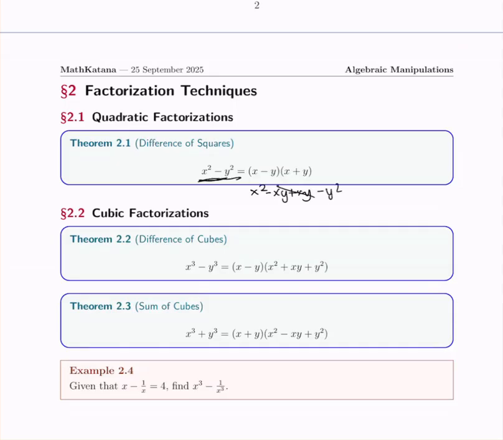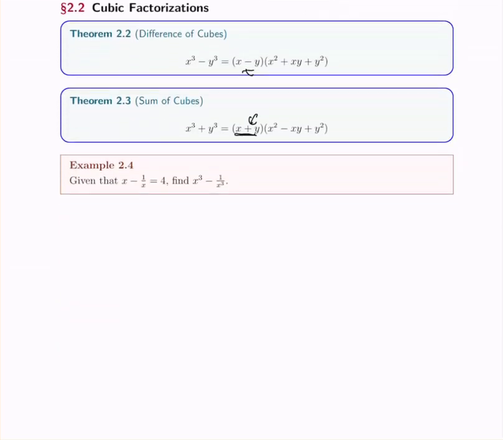Two other pretty important ones for the AMC are the difference of cubes and the sum of cubes. Note that we can remember this by knowing that if it's the sum, then we have the plus, and if it's the minus, we have the minus over here. Okay, now let's try this example. Given that x minus 1 over x is equal to 4, find x cubed minus 1 over x cubed.